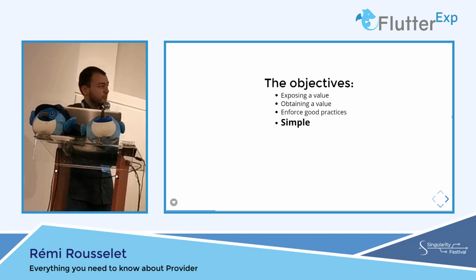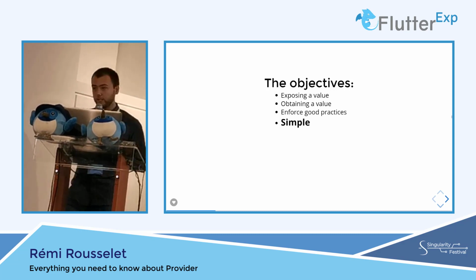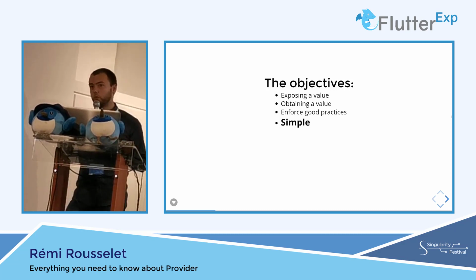And then there is a fourth point, which is simplicity. Because if it's not simple, then people won't use it, and they will use their own stuff on their side. If they use their own stuff, then all the other points become obsolete because they don't use it anymore. So we have to keep it very simple, otherwise it's not used.